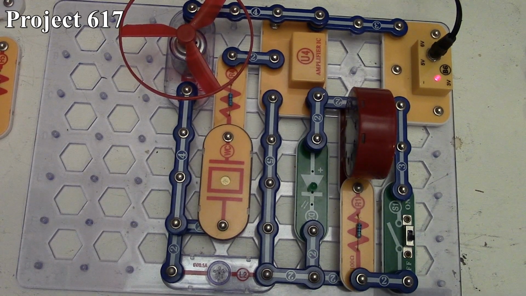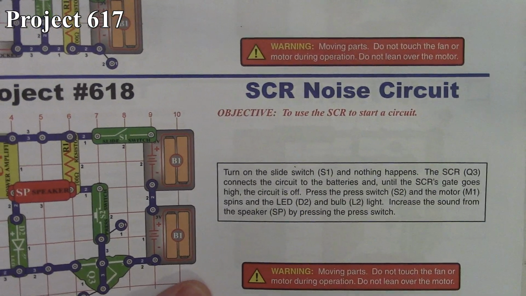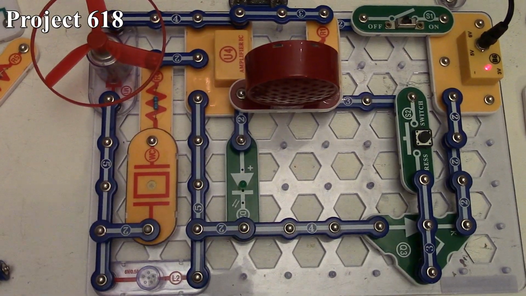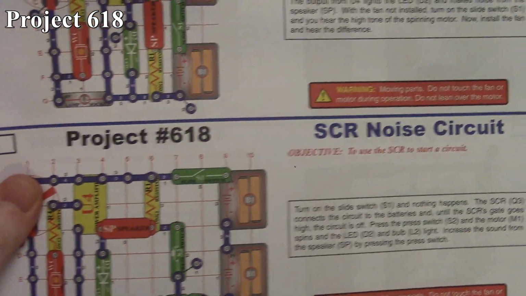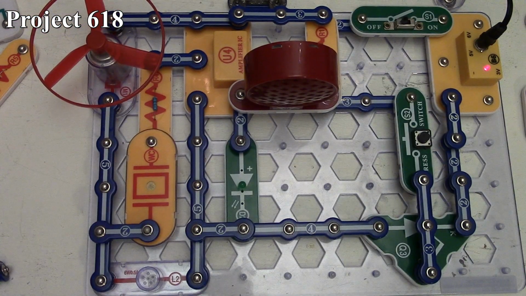So that's how project 617 works, and now we're going to look at project 618, which is the SCR Noise Circuit. So here we are, project 618, the SCR Noise Circuit. There it is in the book, and here it is on the board.